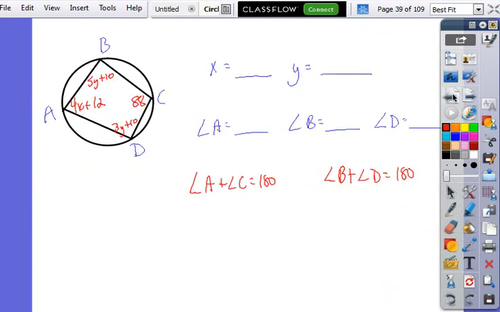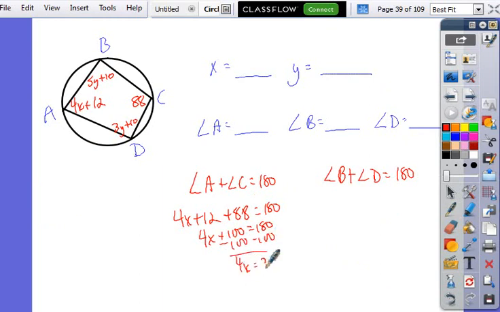All right, we know on these that the opposite angles have to add up to be 180. So A plus C is 180 and B plus D is 180. So A is 4x plus 12, C is 88, equals 180. So 4x plus 100 equals 180, minus 100. 4x equals 80. Divide and get 20 for x.